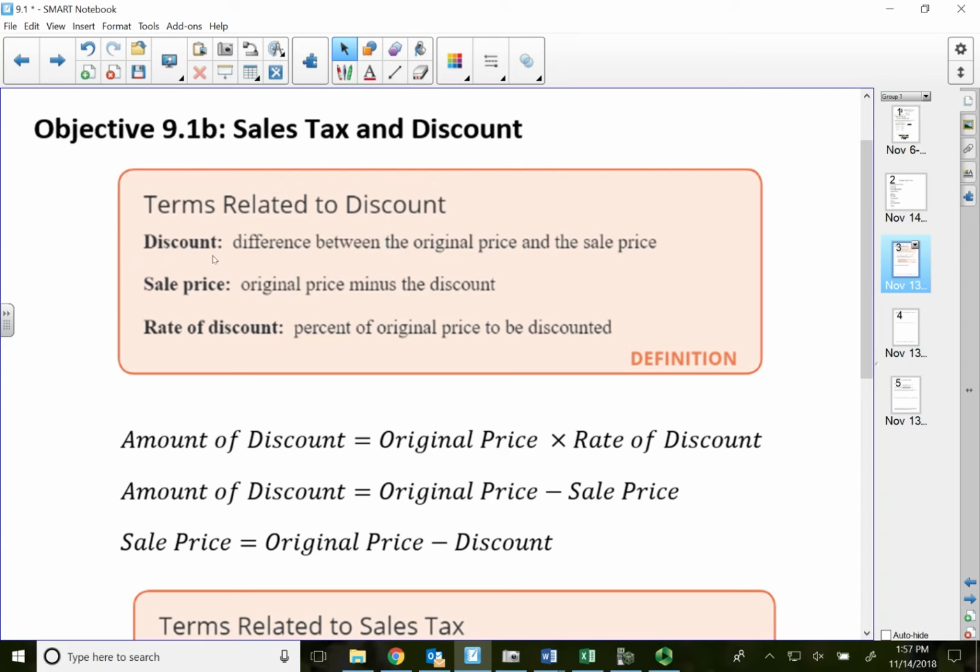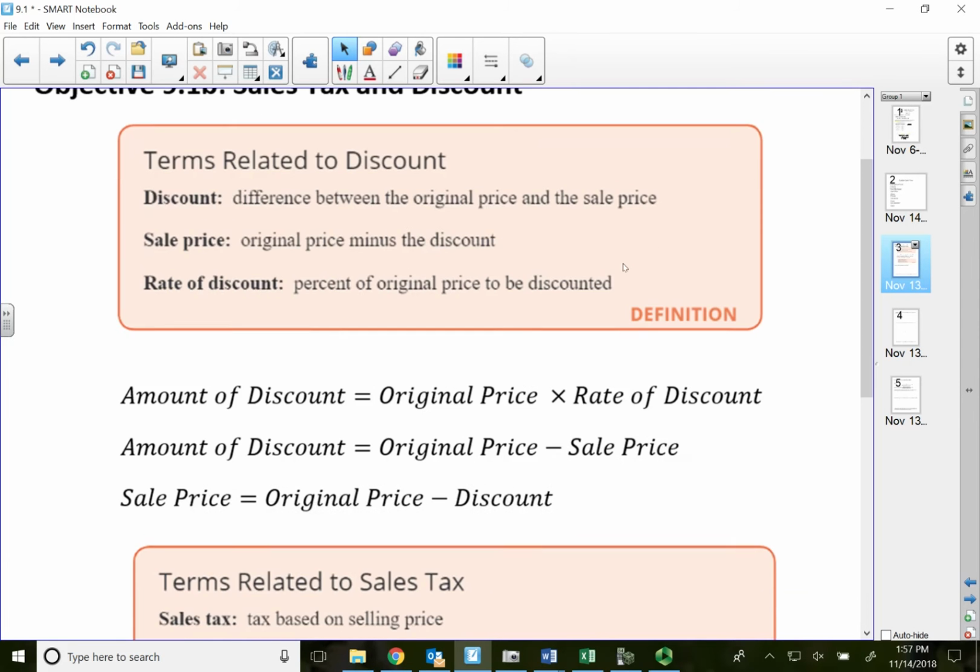So the word discount is referring to the difference between the original price that's being listed and the sale price. So whatever that difference is in price, what they want to sell for now versus what it was originally listed as, the difference is called a discount. So the amount of discount can be found by taking the original price minus the sale price. All right, so what's the sale price? The sale price is always going to be the original price minus the discount.